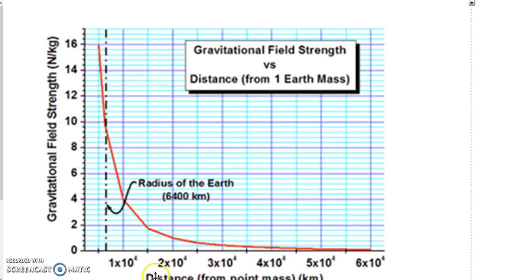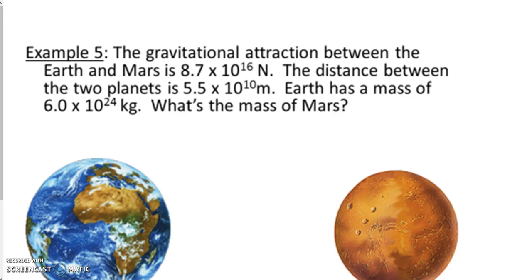And if we keep looking at this, at the distance from our mass, our gravitational field strength is very high, and as we go further away, look at the strength of gravity. It goes very, very low. Okay? So, example 5. The gravitational attraction between Earth and Mars is 8.7 times 10 to the 16th. The distance between the two planets is 5.5. Earth has a mass of 6.0 times 10 to the 4th. What's the mass of Mars?